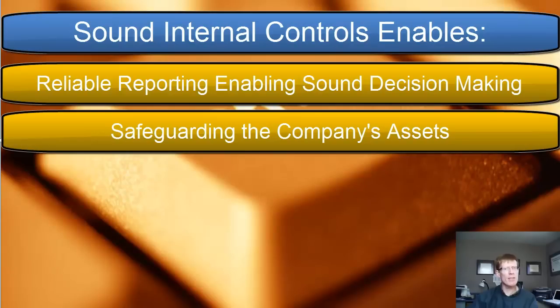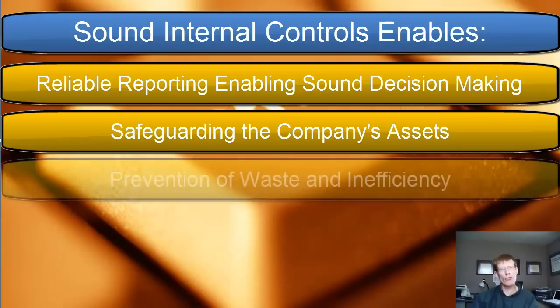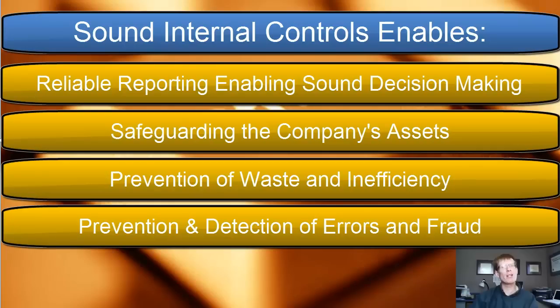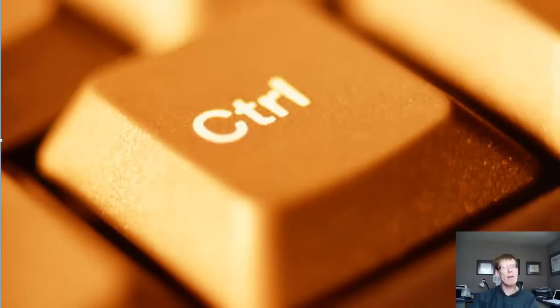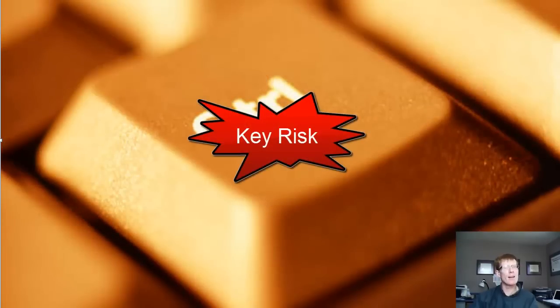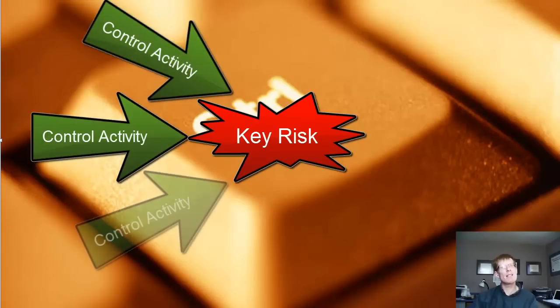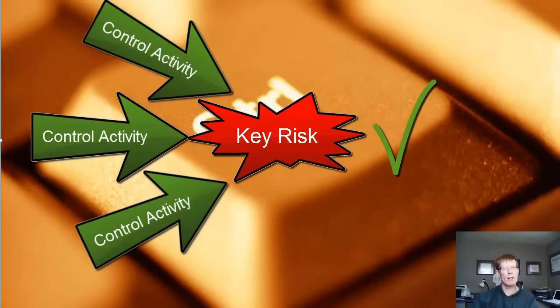Internal controls safeguard the assets of the company from theft, misuse, or accidental destruction. Management also hopes to prevent waste and other inefficiencies in the business by establishing control mechanisms to monitor these key activities. And internal controls play a critical role in preventing and detecting errors and fraud. Management will use some sort of risk management methodology to define the areas with key risks. And once identified, control activities can be designed to mitigate the identified risks.